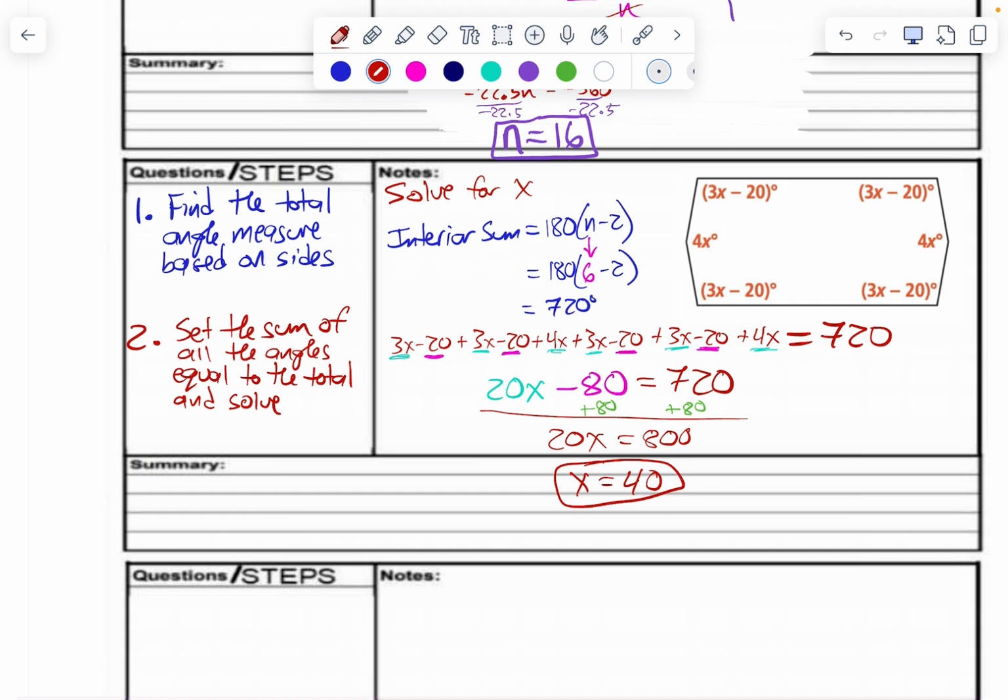And then you probably should go back and make sure that makes sense. Like if I plug 40 right here by the 4, that angle says 160. Does that seem reasonable? Could that angle be 160? Yeah, I think so. All right, any questions on those kind? Okay.